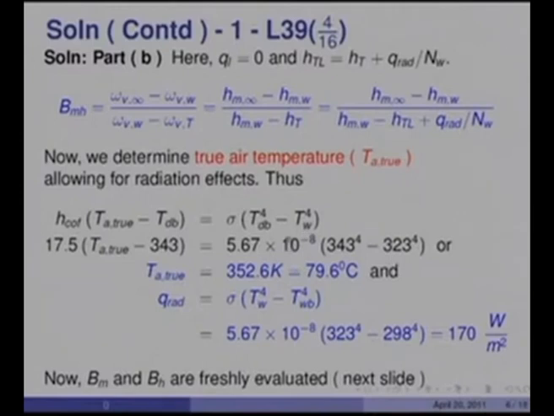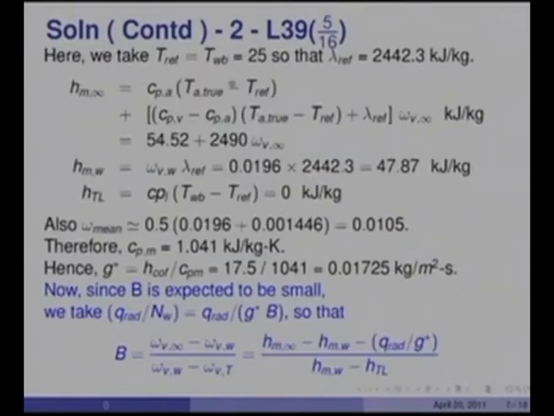So, now we must evaluate Bm and Bh freshly, because now we are going to introduce this Q rad in here. Now, we already know that B is going to be very, very small. So, I can replace NW equal to GB, and that is what I have done on the next slide. So, if we take T ref equal to T wet bulb equal to 25, so that lambda ref will be 2442.3, then HM infinity will be CPA into TA true minus T ref, CPV minus CPA into TA true minus T ref plus lambda ref omega V infinity, and that would be 54.52 plus 2490 omega V infinity.